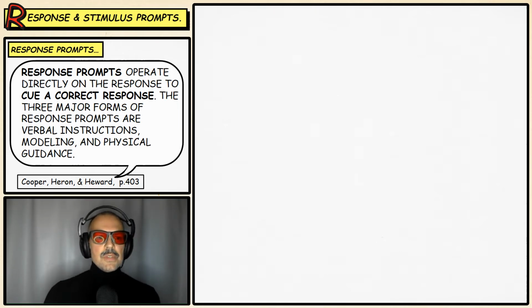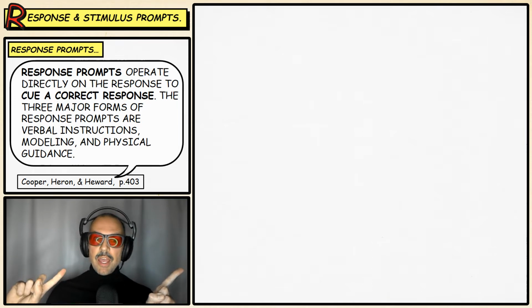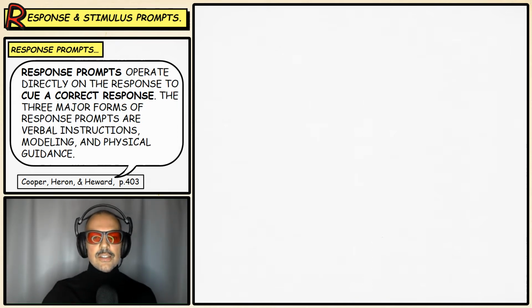So these response prompts are basically extra help that helps an individual produce the behavior, and the response prompts actually act on the behavior. Stimulus prompts act on the stimulus, response prompts act on the behavior, and they come in the forms of verbal instructions, modeling, and physical guidance. So let's start off with verbal instructions.